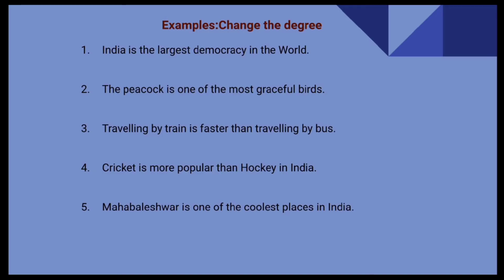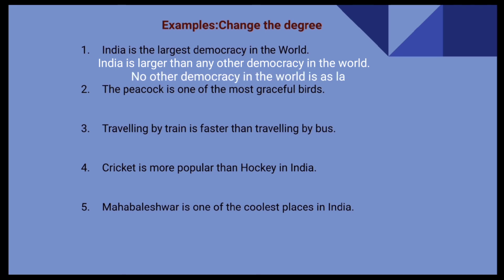Come and solve some sentences and let's check your understanding. India is the largest democracy in the world. Our sentence is in superlative degree, so we can transfer it into the comparative and positive. So our first sentence will be, India is larger than any other democracy in the world. This is our type 1 sentence. And in positive degree, no other democracy in the world is as large as India.